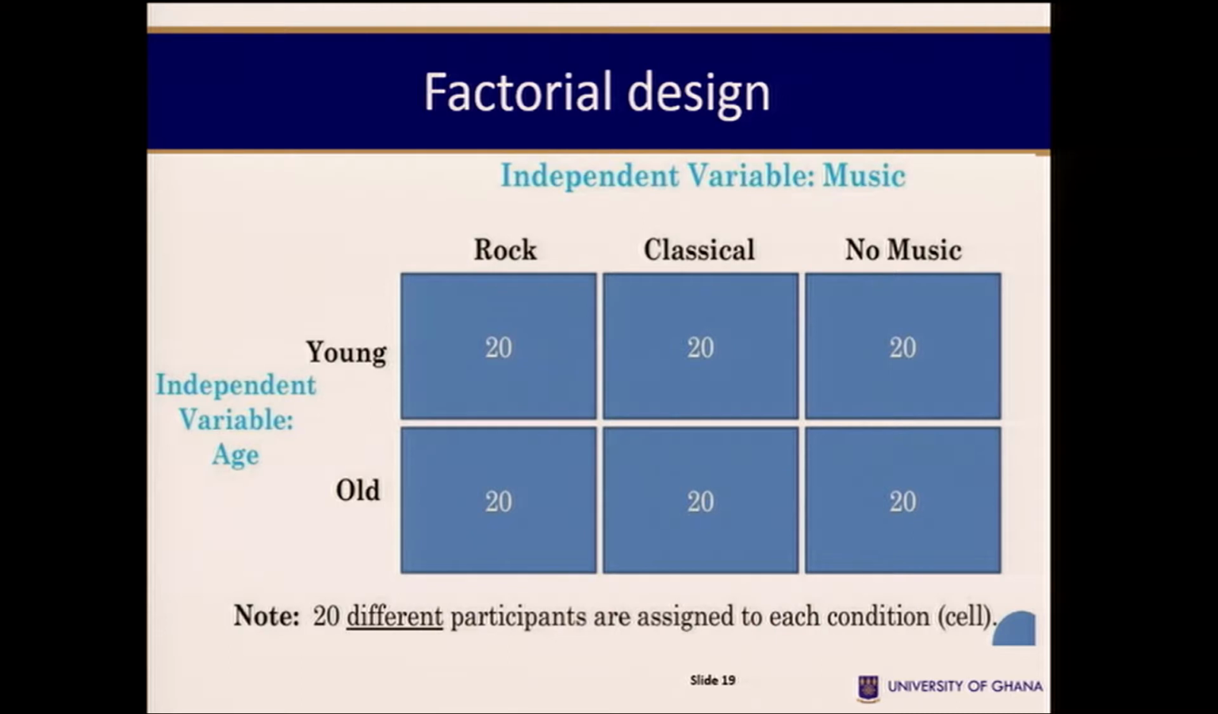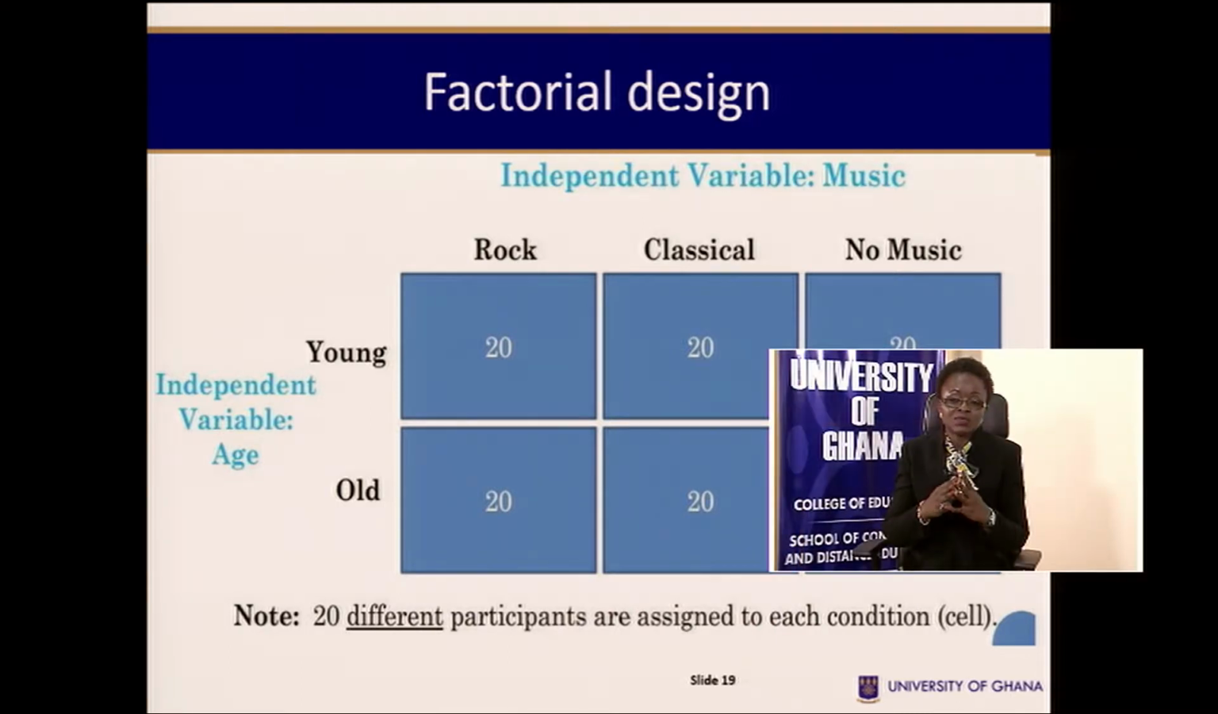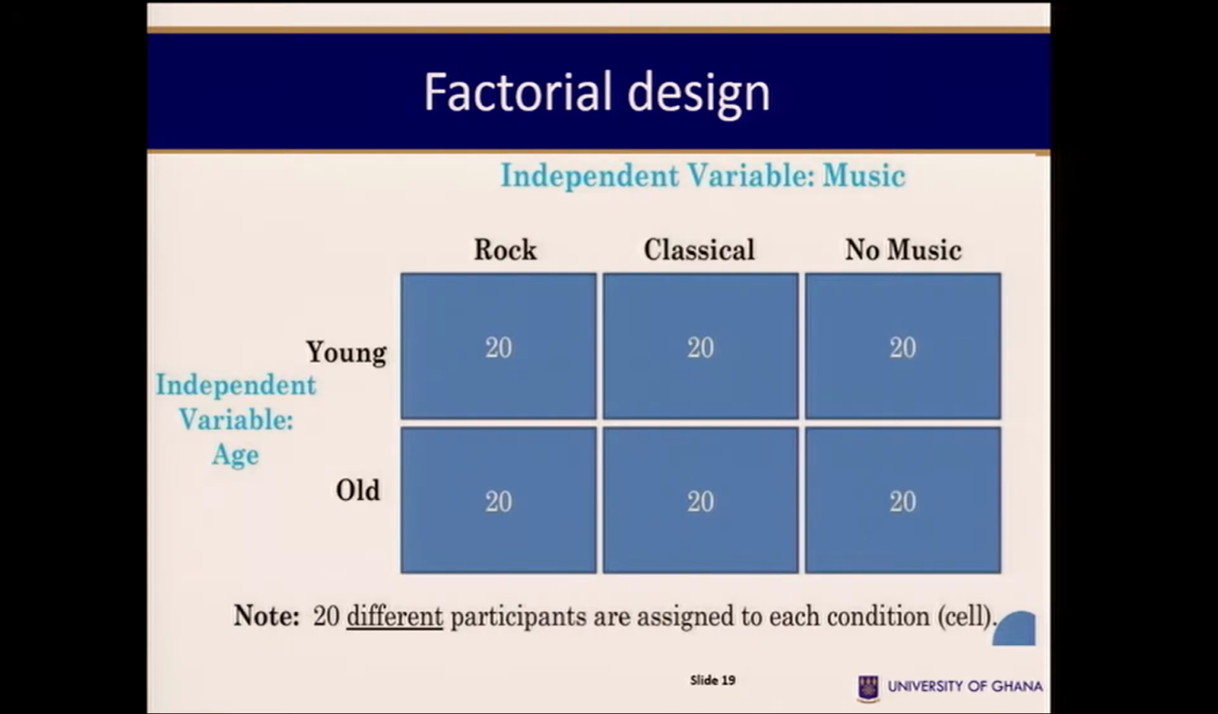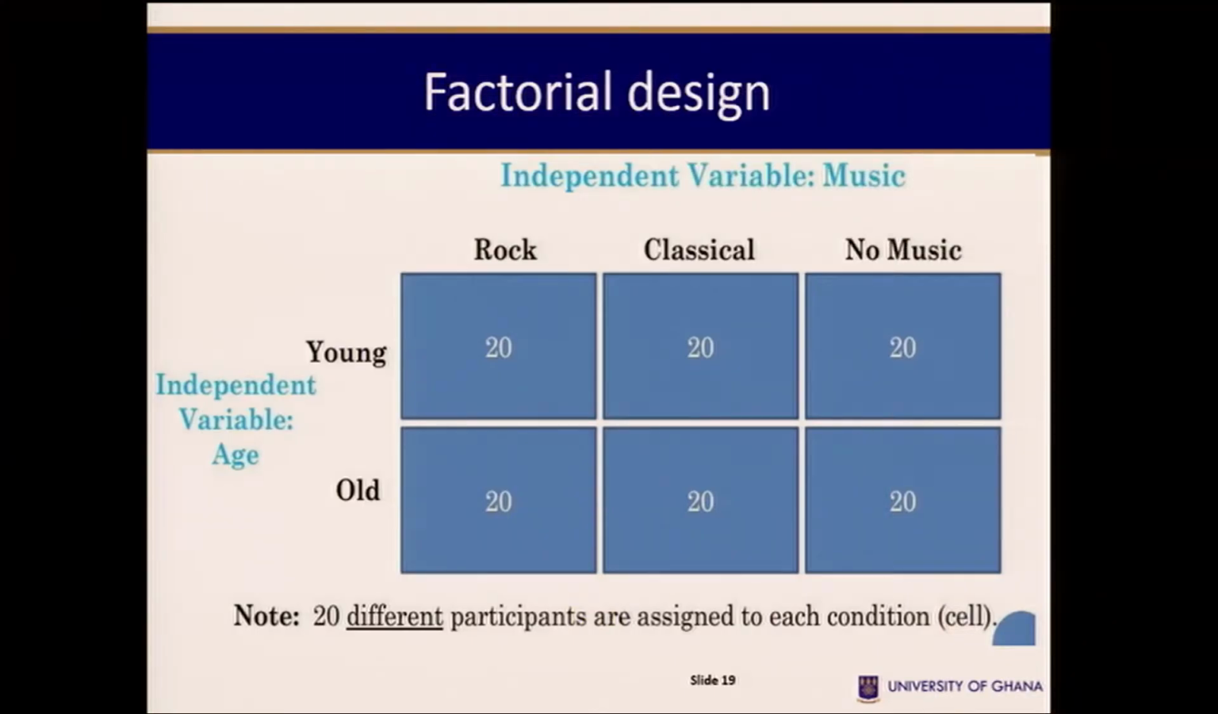At the beginning, you have divided them into groups. Then you have also categorized the participants: you have the young and old. So you want to see the effect of rock music on the young, and the effect of rock music on the old. You want to see the effect of classical music on young and old, and so on. So here we have two independent variables involved, and the only design you can use for this kind of study is the factorial design.